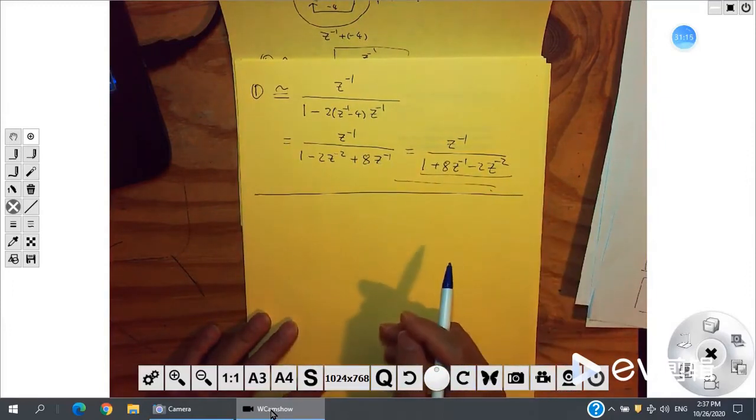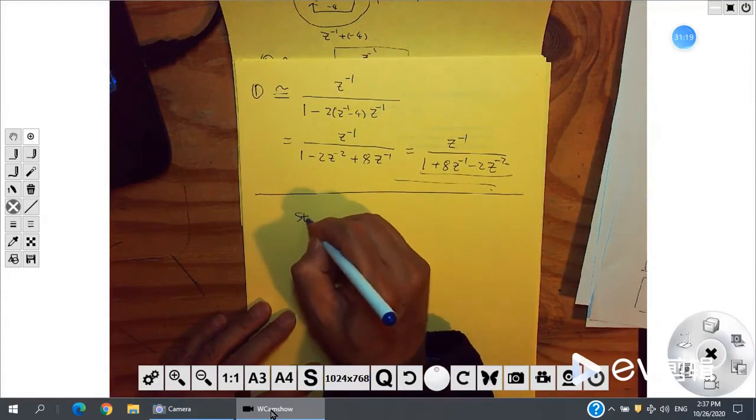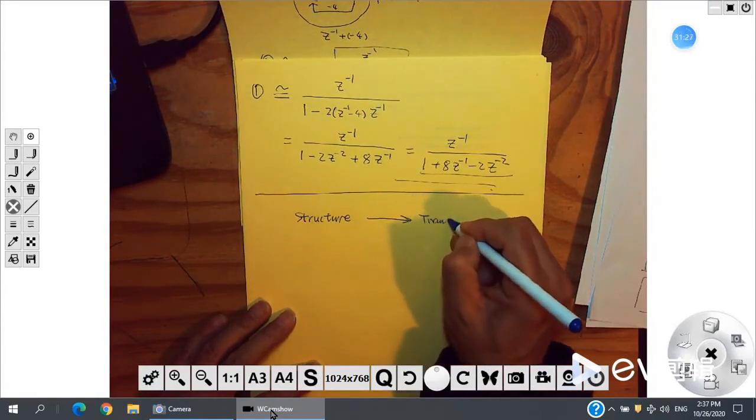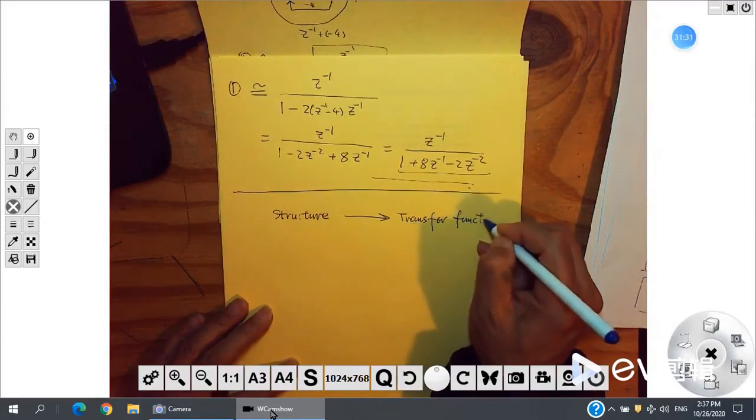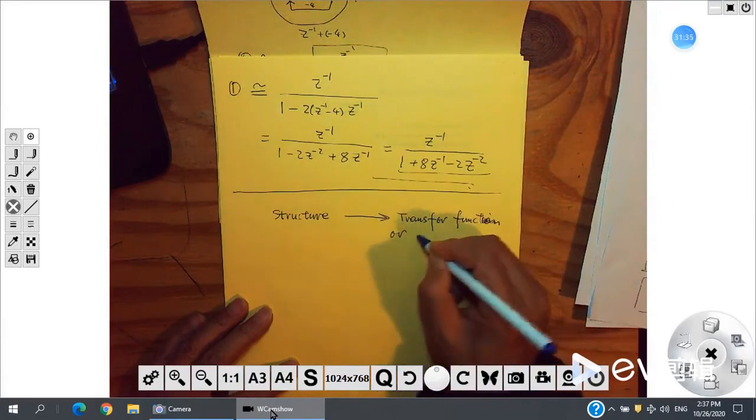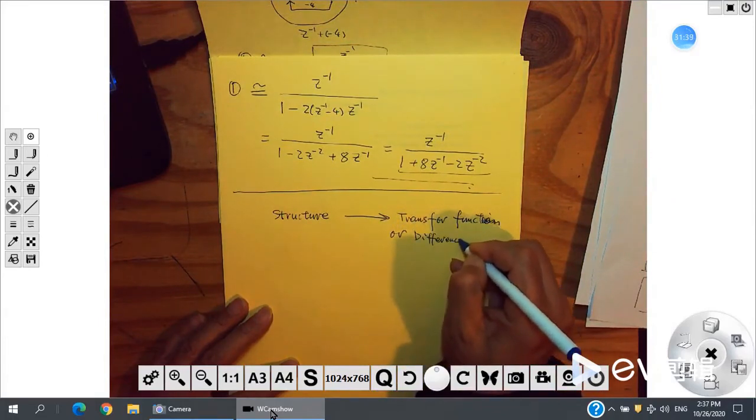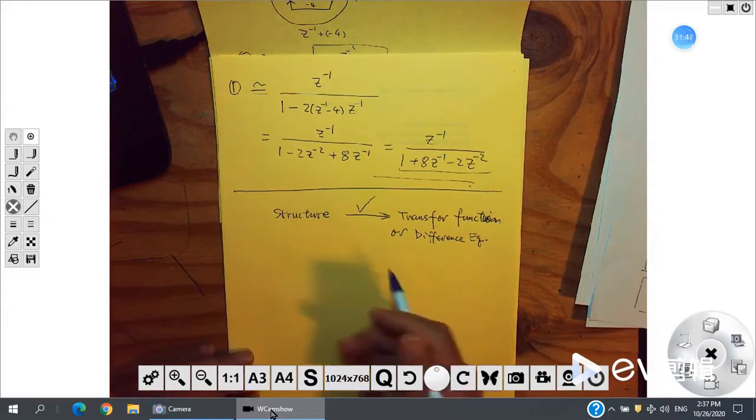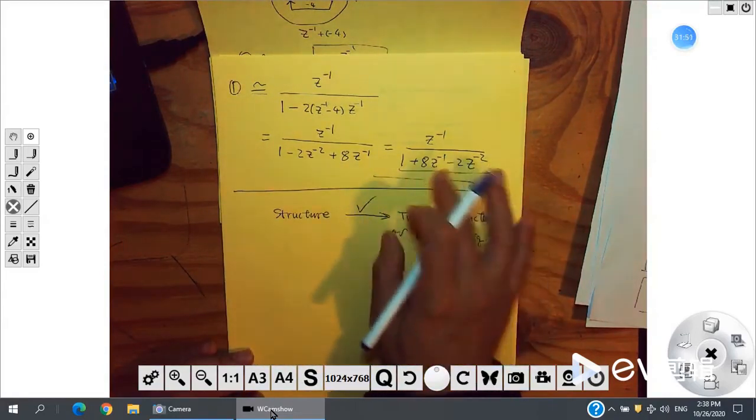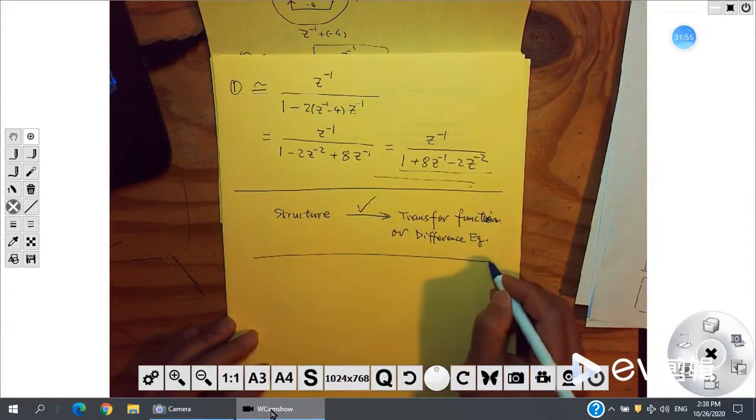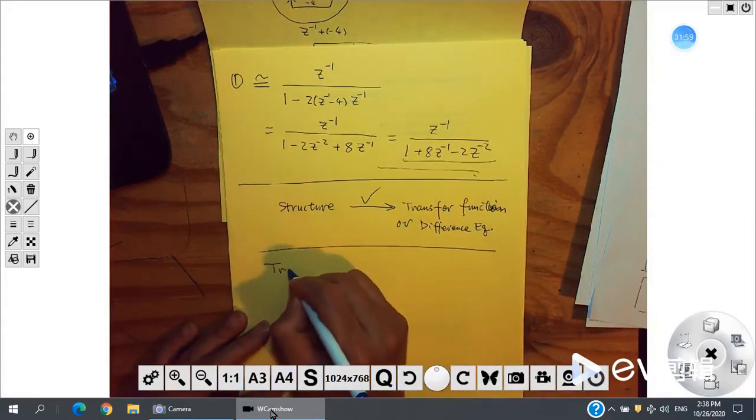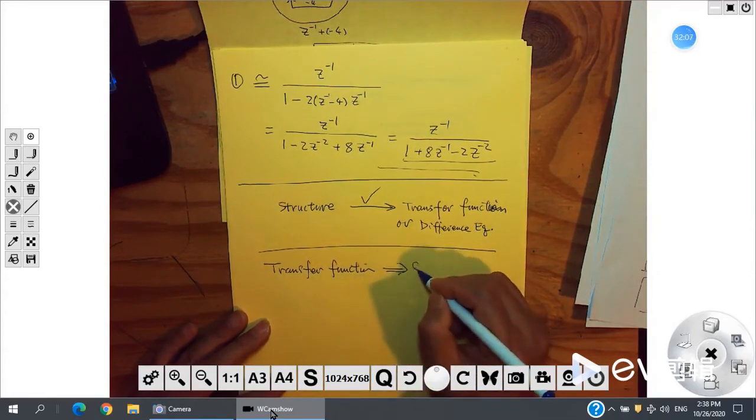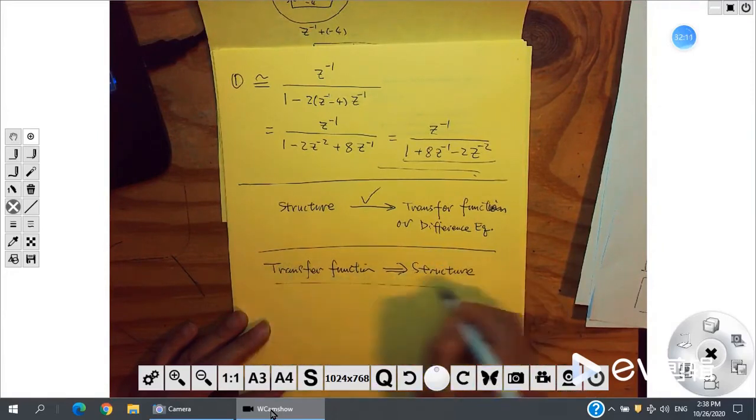Now let's consider another direction. So we have two directions, right? So from structure to equation to transfer function or difference equation, right? So okay, we know how to do it. Nothing special, just go over the structure and try to give a transfer function or difference equation. Now we want to go back. So transfer function to structure. Yeah, we want this one.